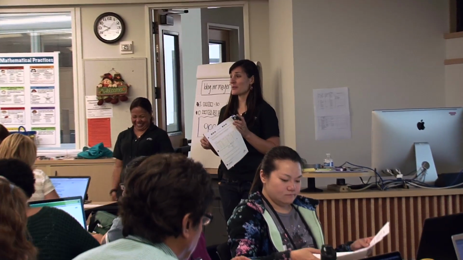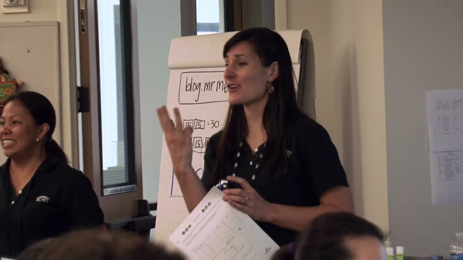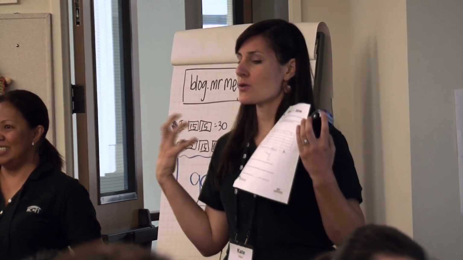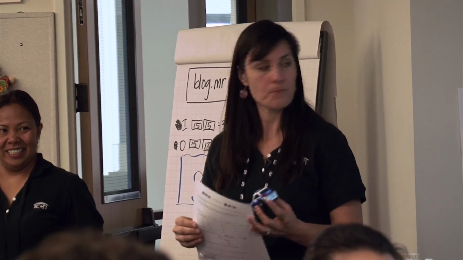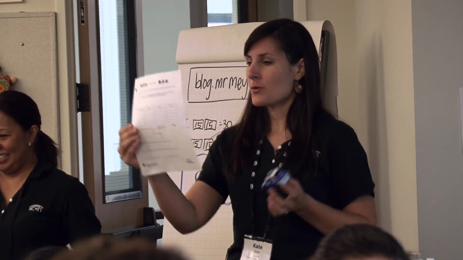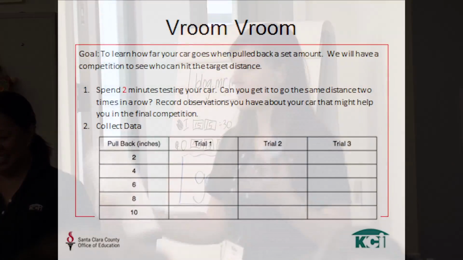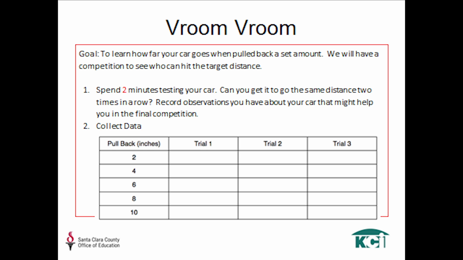So how this process will go is you will be in groups of 3 based upon your letters. We are going to be switching groups, and you are going to follow along with this worksheet. For the next 20 minutes, we are going to be collecting data. Our goal is to learn how far the car goes when you pull it back a set amount.